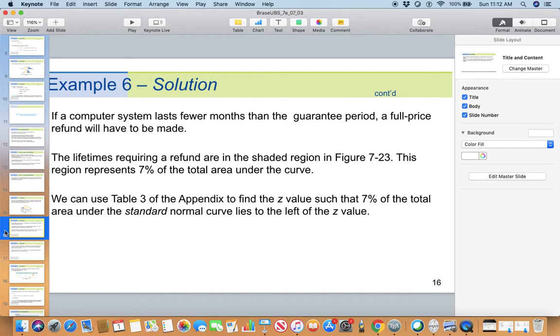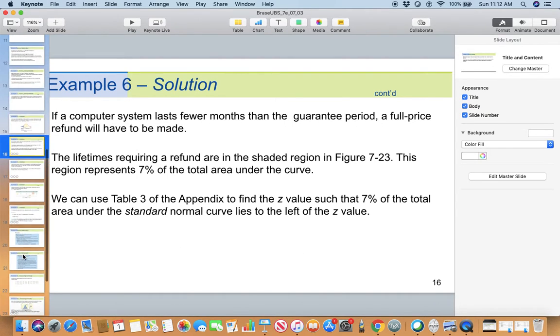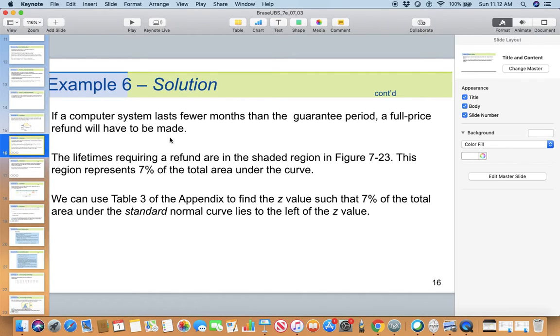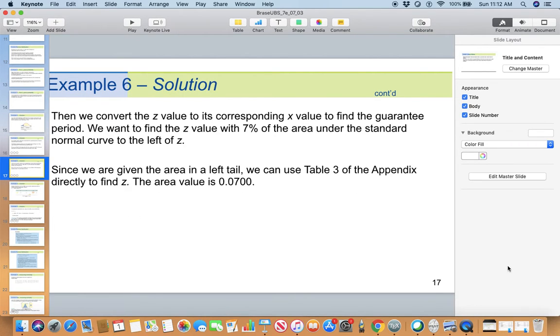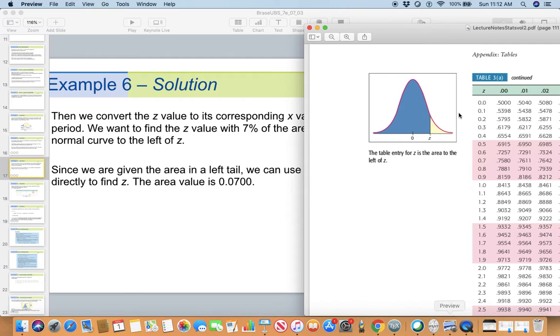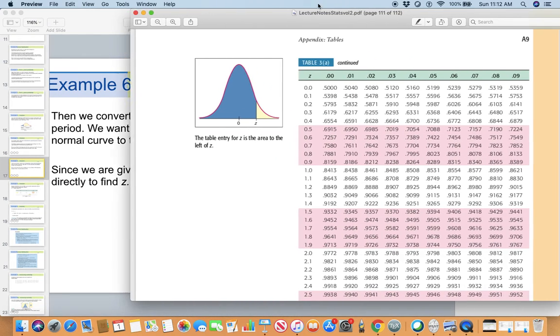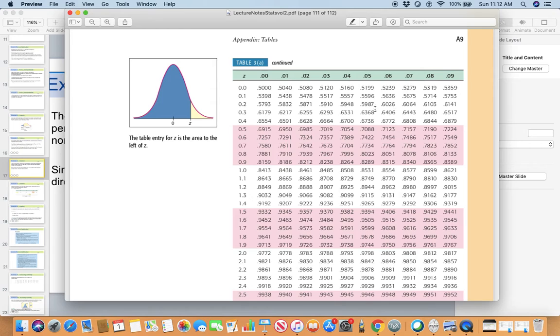If a computer system lasts fewer than the guarantee period, a full refund will have to be made. The lifetimes requiring a refund are in the shaded area. This represents 7%. Now we can use the table to find the z value such that 7% of the total area under the standard curve lies to the left. Okay, so let's go back to the table.